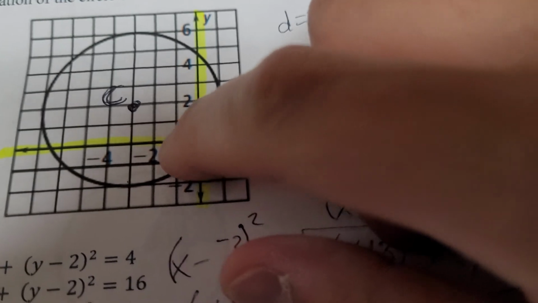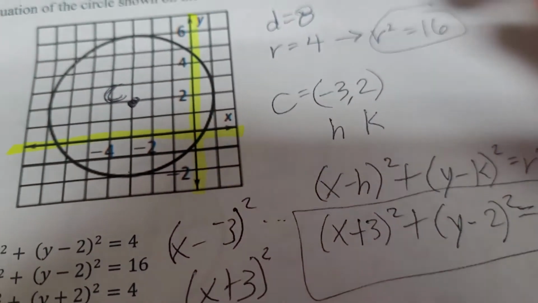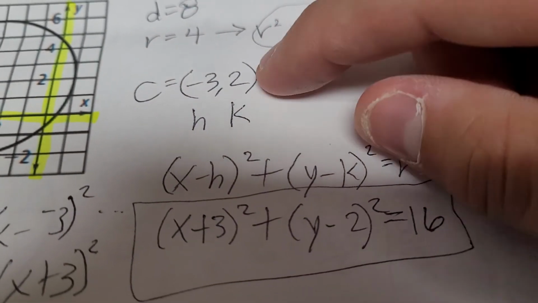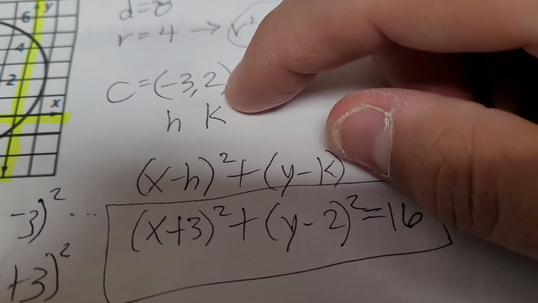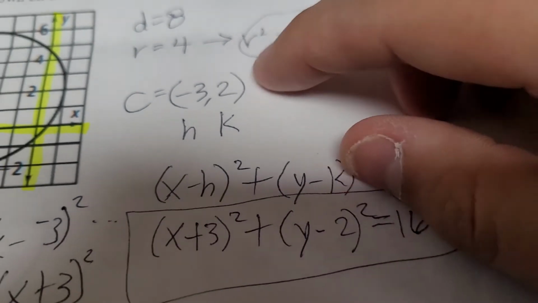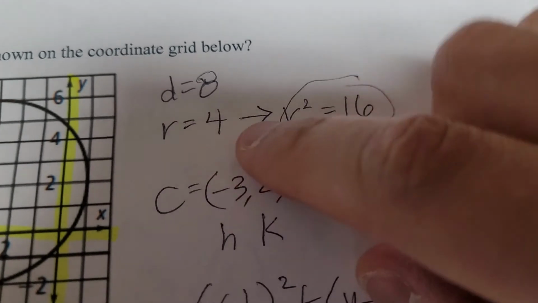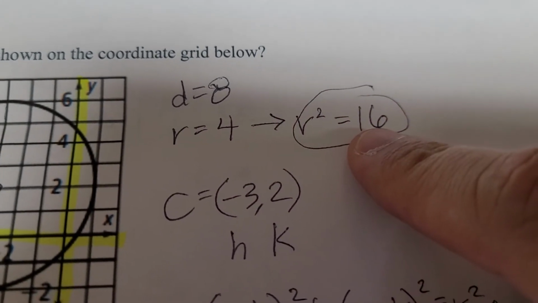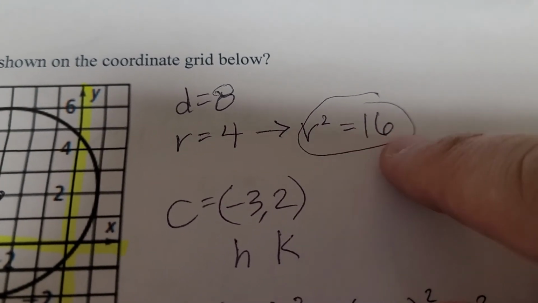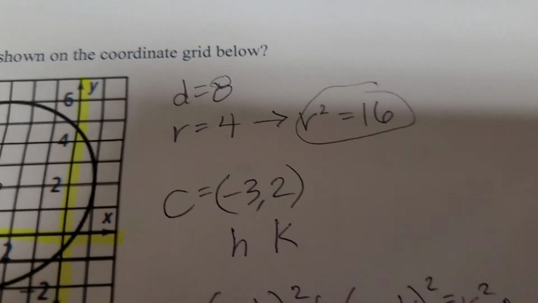So from here, I can see that this point is at (-3, 2). So if that's (-3, 2), my h is -3, my k is 2. My radius I already determined was 4. I'm going to square that because I'm going to need r squared in the equation. So r squared, 4 squared, is 16.